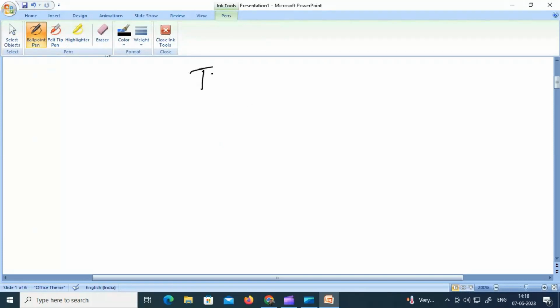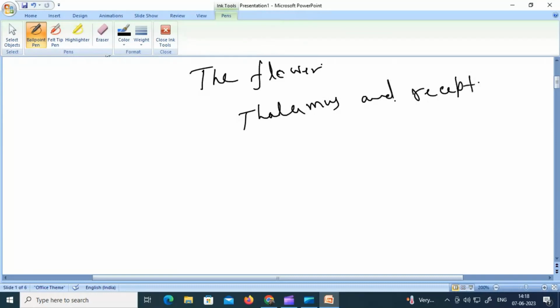The flower. So here some important terms are given, and I will try to discuss those terms elaborately. The first bold term given is thalamus and receptacle. Thalamus, and receptacle.